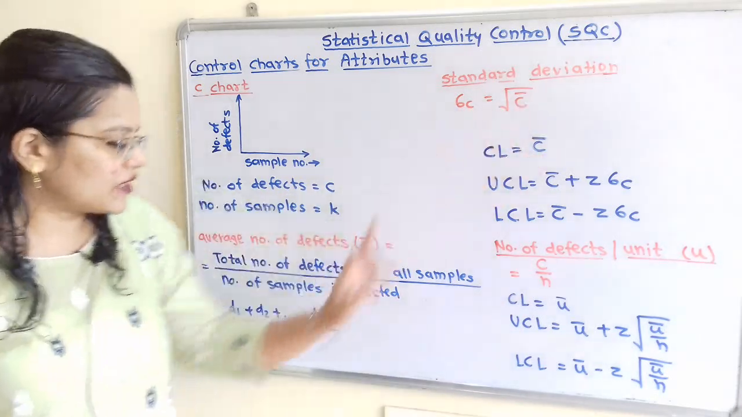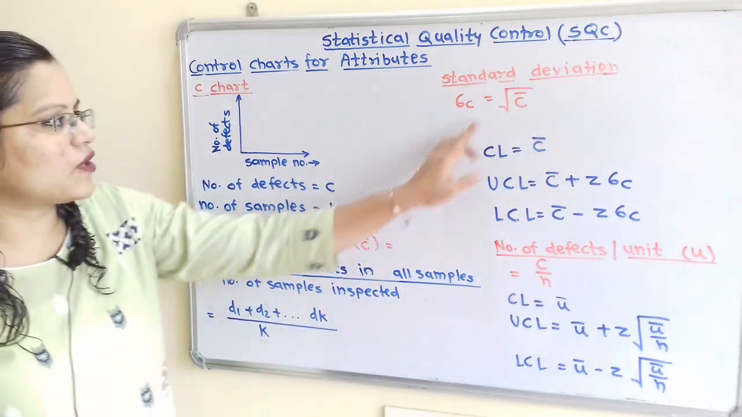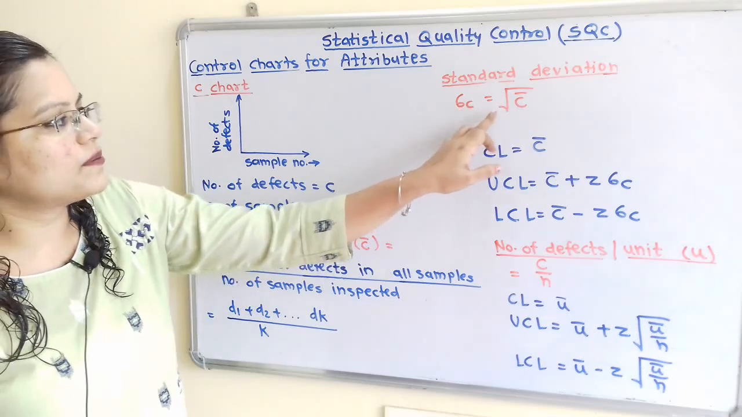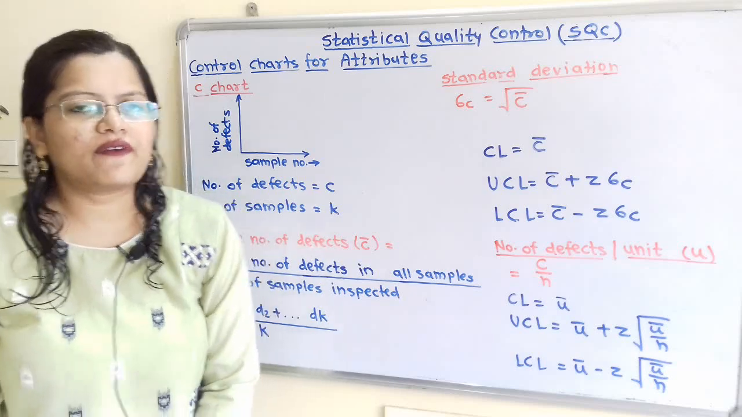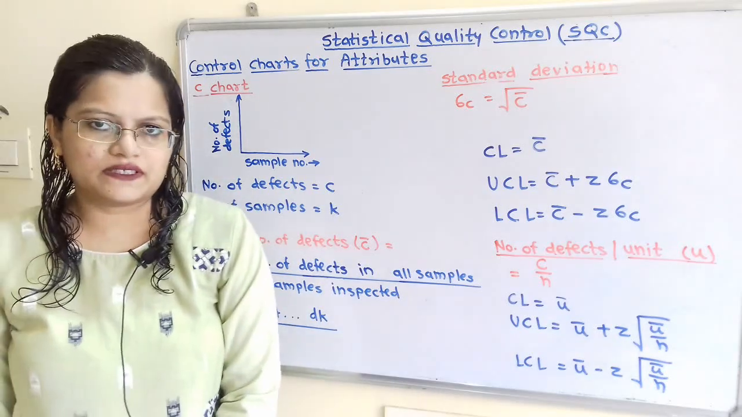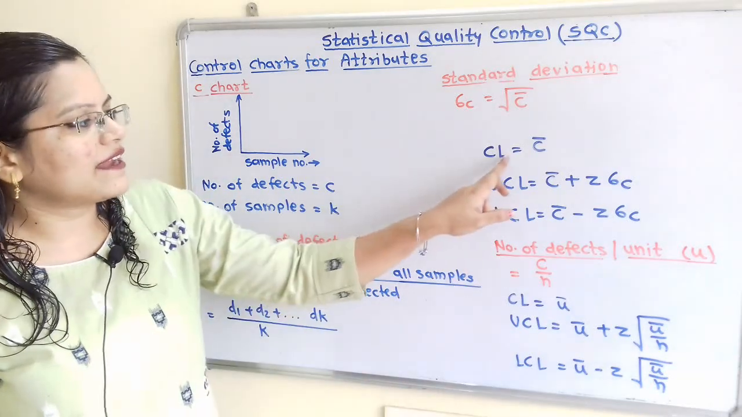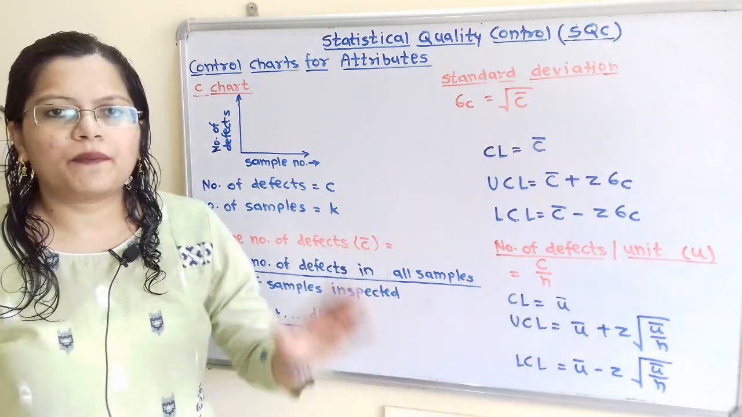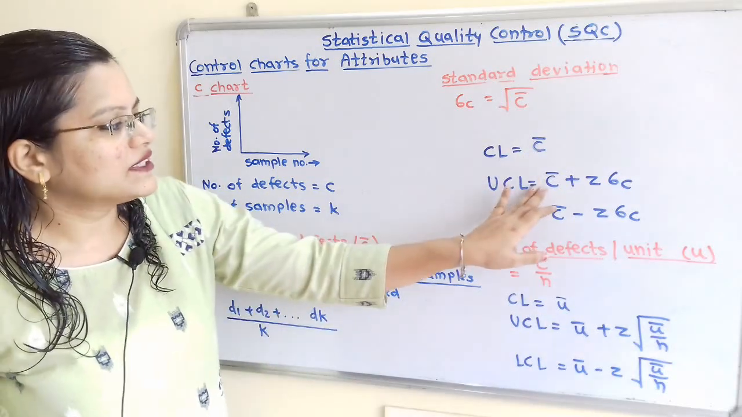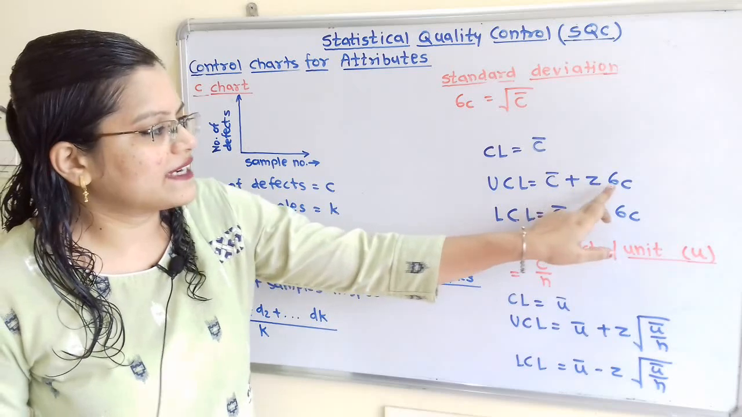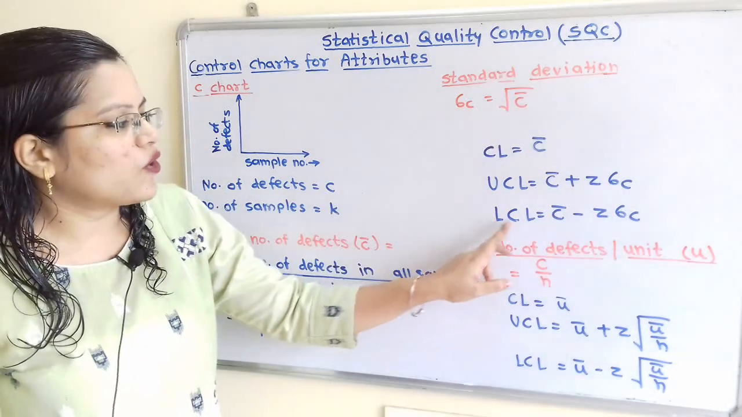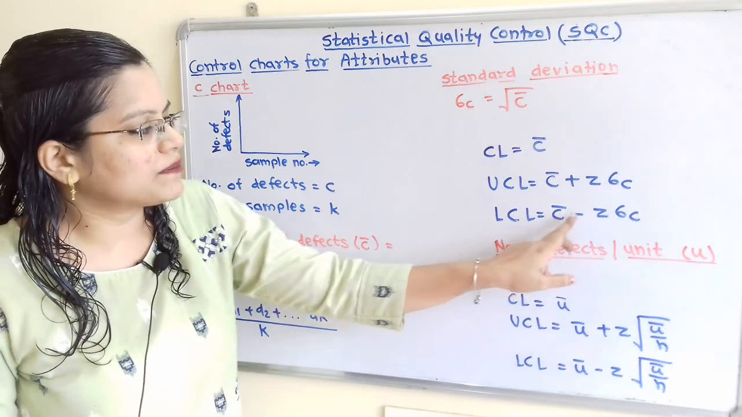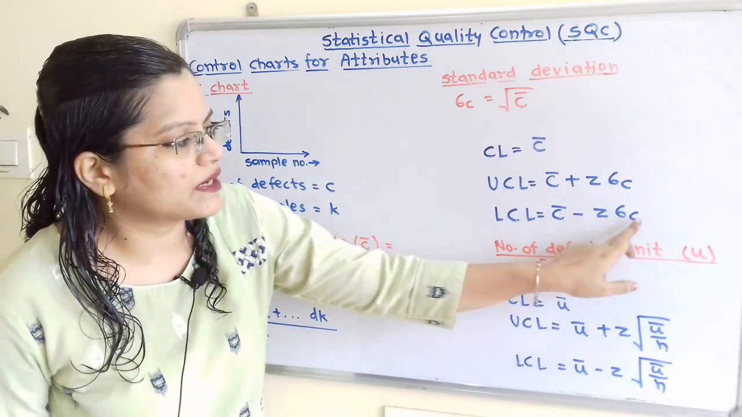So we can calculate C bar by using this formula, and the value of sigma C is the square root of C bar. Now we will find out the control limits. So the center line is equal to C bar, the upper control limit is equal to C bar plus Z sigma C, where sigma C is given by this formula. Then the lower control limit is equal to C bar minus Z sigma C.